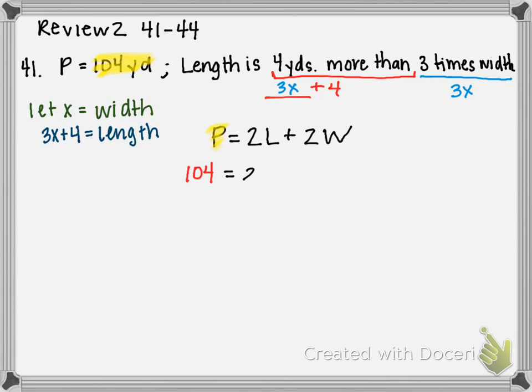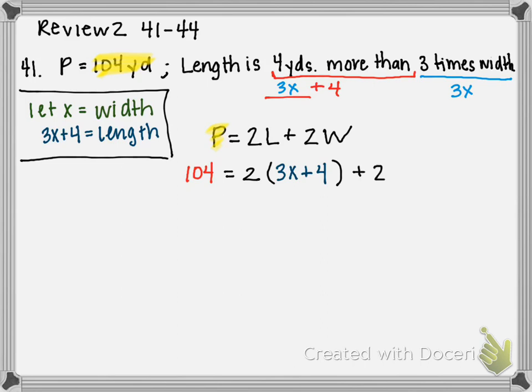104 equals 2 from our formula times our length, which if we look back over here, we have expressions for width and length. So the length is 3x plus 4. So we'll plug that in, and then we'll continue on with the rest of our perimeter formula. Plus 2 times our width. So again, look back at our box over here. Our width is x. So we'll plug that in for width. And now we're left with an equation that's all in terms of x, and we can actually solve it.